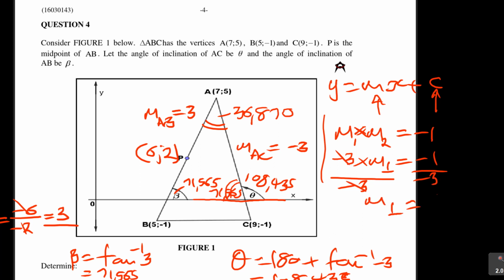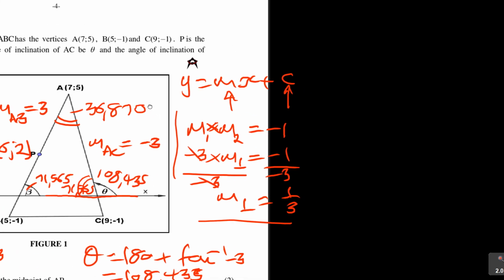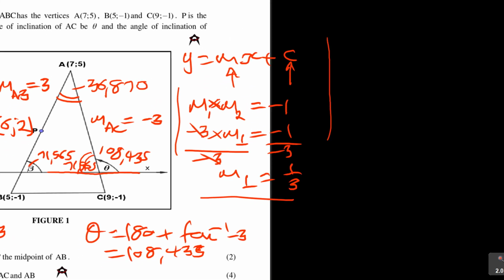Yeah. M perpendicular is 1 over 3. Am I right? You are right there. It's negative 1. Yeah. So now what do we do? How do we find the final equation now? It's 1 over 3.